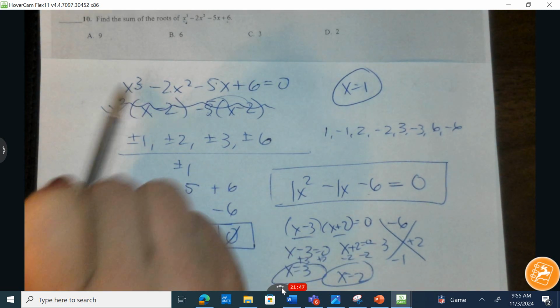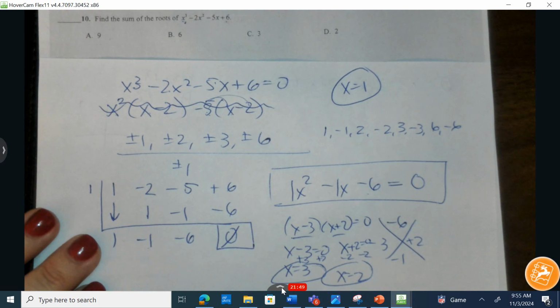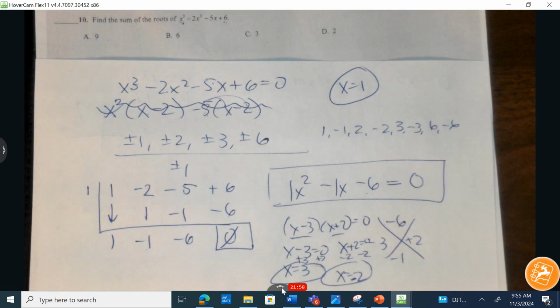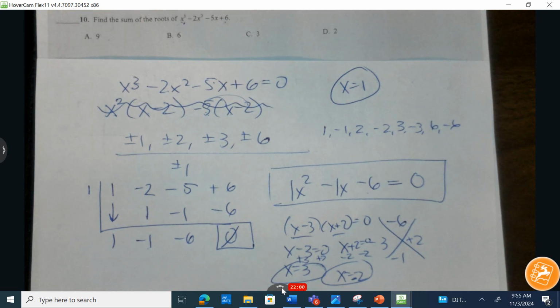I had 3 solutions. One is 1, the other is 3, and the last one is negative 2. And it says here to find the sum of them. So 1 plus 3 is 4, and 4 plus negative 2 is 2.